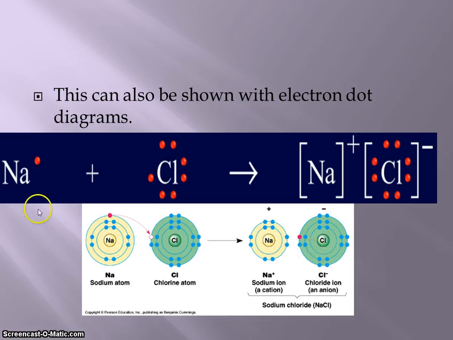You can also show it like this with our electron dot diagrams. And you see that sodium is positively charged, chlorine is negatively charged. They come together and stay together. You can also see it here. Boom, that electron goes right there, and here we are. Full outer shells and an attraction that holds them together as a molecule.